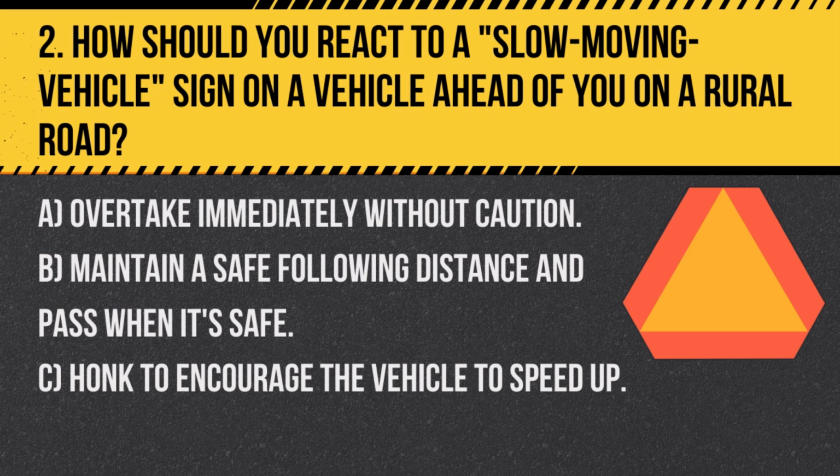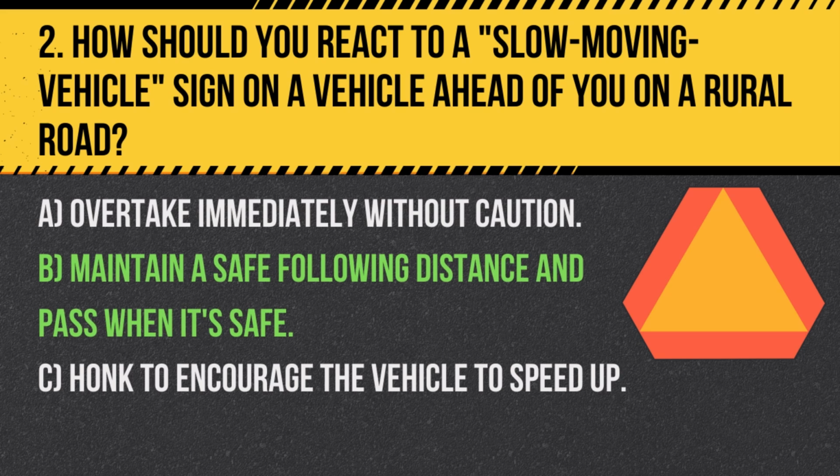Question 2. How should you react to a slow-moving vehicle sign on a vehicle ahead of you on a rural road? A. Overtake immediately without caution. B. Maintain a safe following distance and pass when it's safe. C. Honk to encourage the vehicle to speed up.